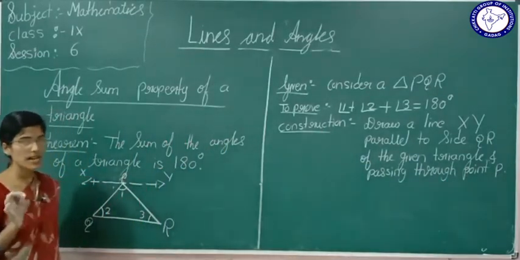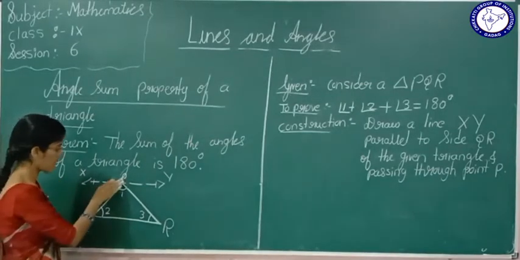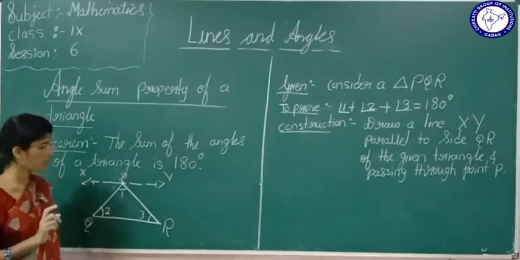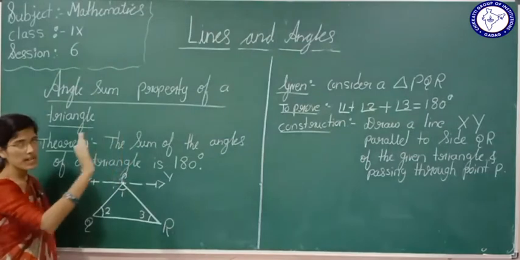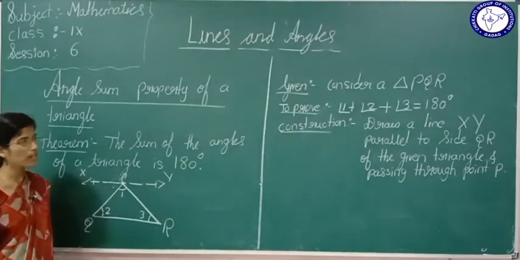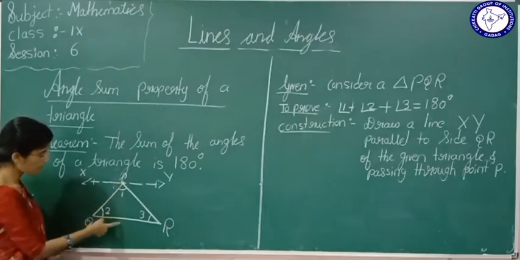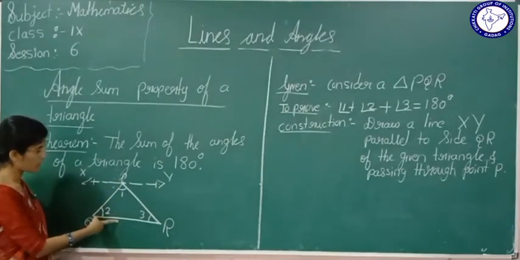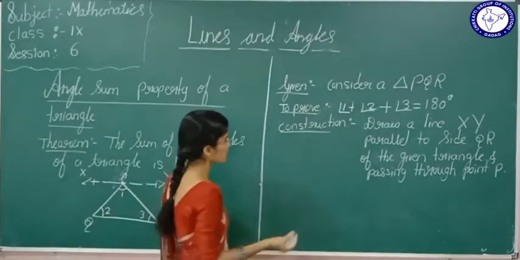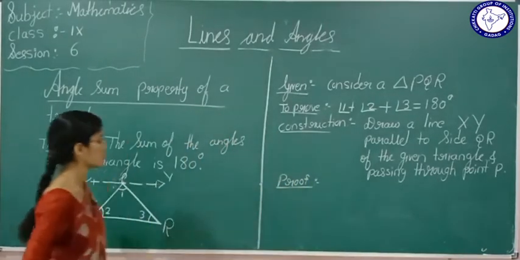Say they are given one triangle PQR, or we have considered a triangle PQR. We have to prove here the sum of the angles of a triangle is 180 degree. Okay, given is consider a triangle PQR. What we have to prove here? Angle 1 plus angle 2 plus angle 3 is equal to 180 degree. What we have done in the construction? Draw a line XY parallel to side QR of a triangle PQR passing through point P. Okay, now see a proof. We will see now proof.